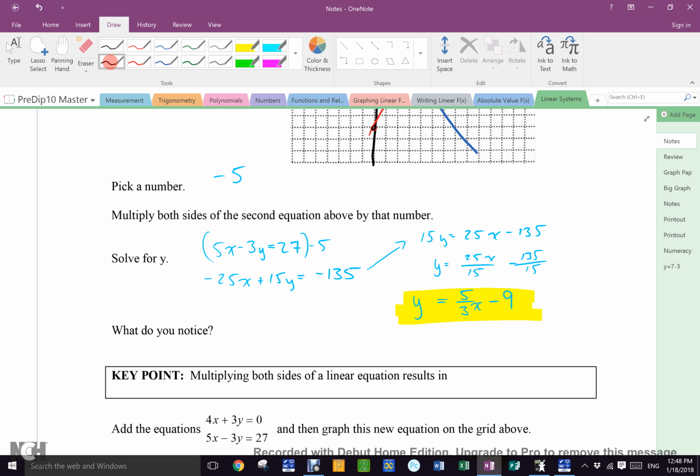If something happens once in math, how often does it happen? Always. So multiplying both sides of a linear equation results in the same line on a graph, which means it is technically the same equation. That's why when we have a fraction in one, we can multiply both sides.